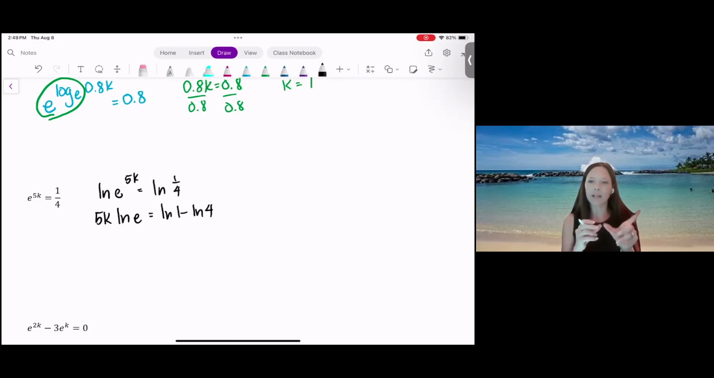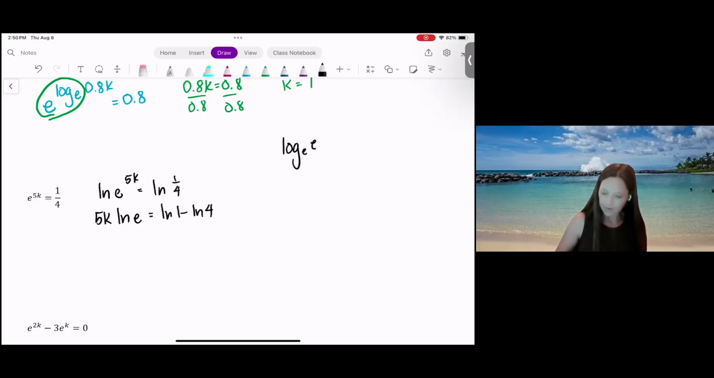That is because I know that the natural log of 1 is actually a special value. You might not be familiar with it if you're just learning natural logs, but if you go back to the logarithmic properties, you can understand that the natural log of 1 is a specific value, just like the natural log of e is also a specific value. 5k natural log of e, we've already established that the natural log of e is log base e of e, which is the value 1.